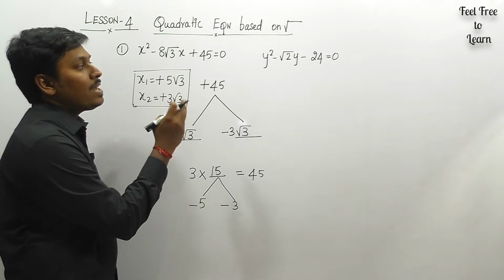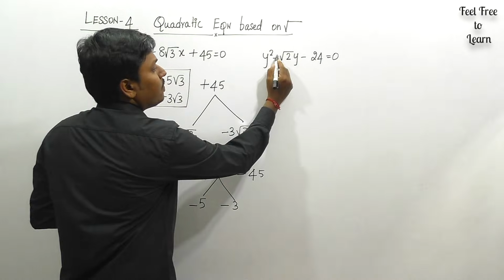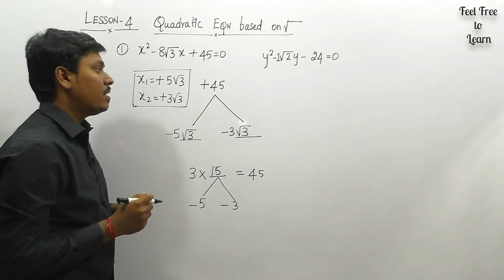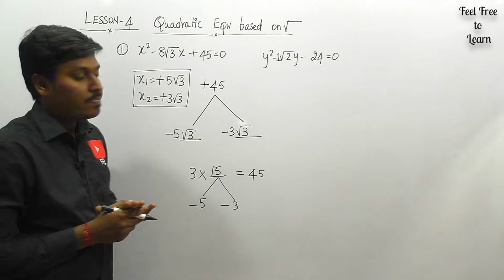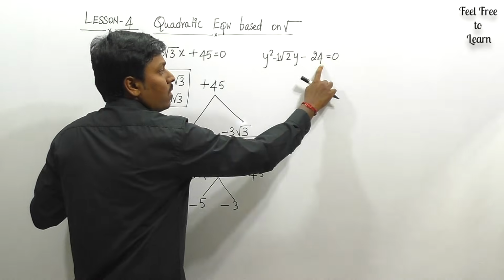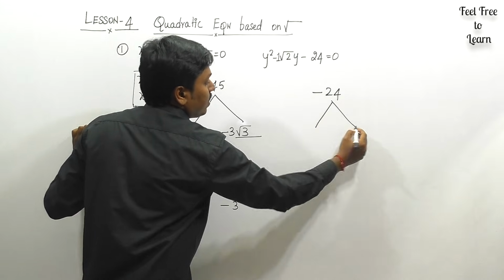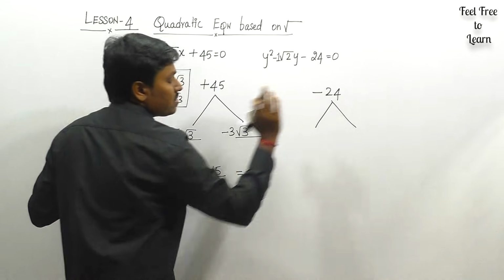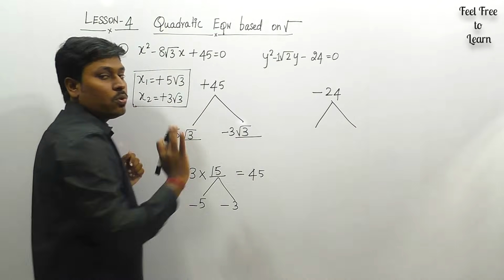y square minus root 2y minus 24 is equal to 0. So the meaning is, before root 2 it is 1, right? So the constant will be 1. Before y square there is no constant, so according to lesson number 2 we need to concentrate on this number, that is minus 24. The two numbers that we are going to multiply, the resultant should be minus 24, but when we add the two numbers the resultant should be minus root 2y.